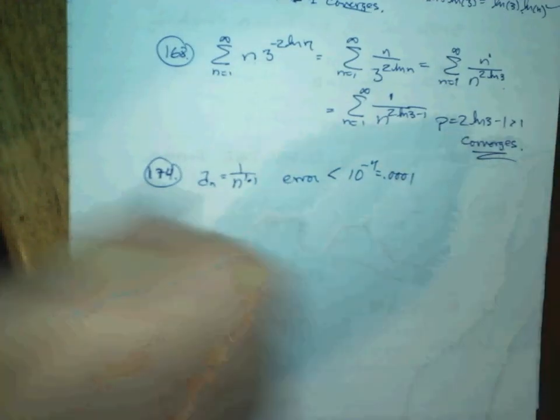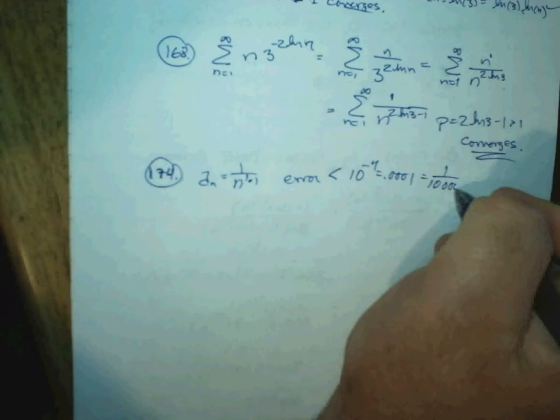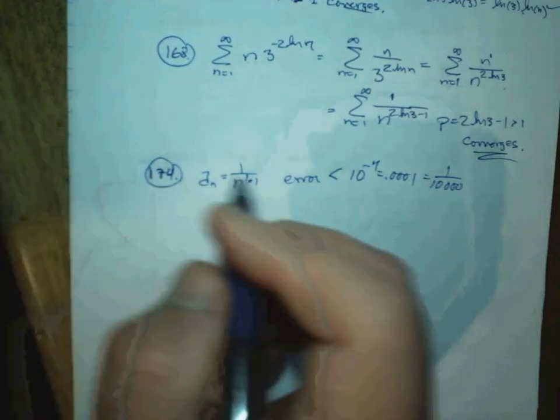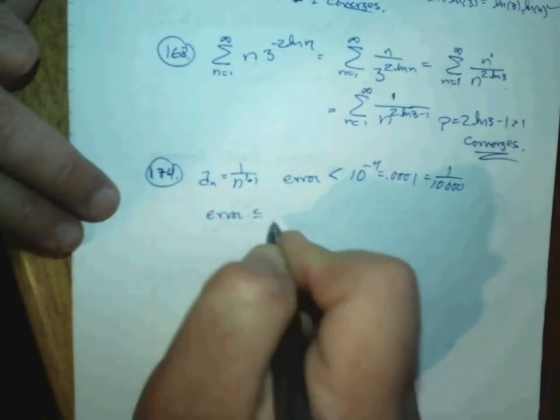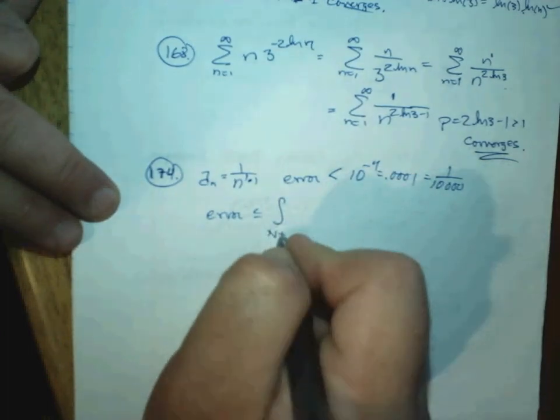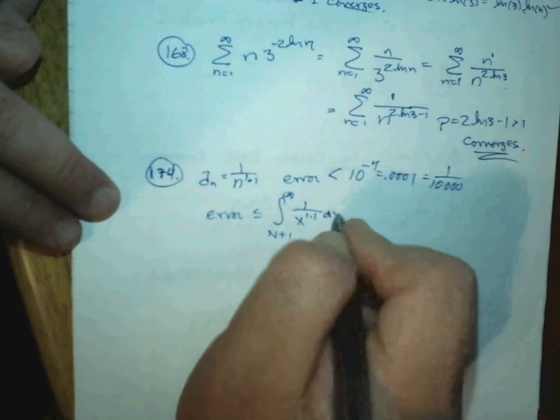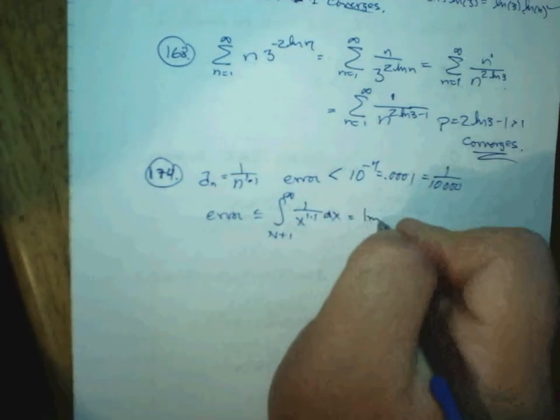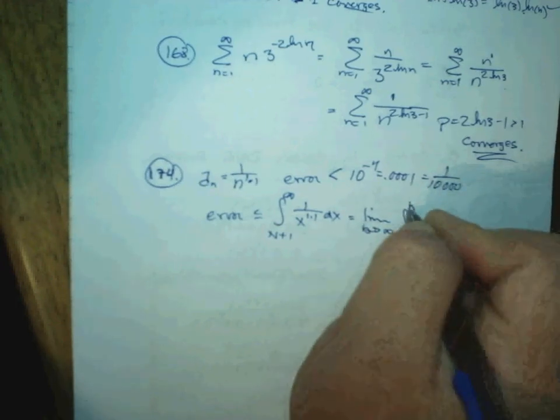Okay, so a sub n is 1 over n to the 1.1, and we want our error to be less than 10 to the minus 4, or 0.0001. Okay, or if you like it this way, 1 in 10,000. Okay? Now, how do we do that? Well, the error, remember, is going to be bounded by the integral from n plus 1 to infinity of 1 over x to the 1.1.